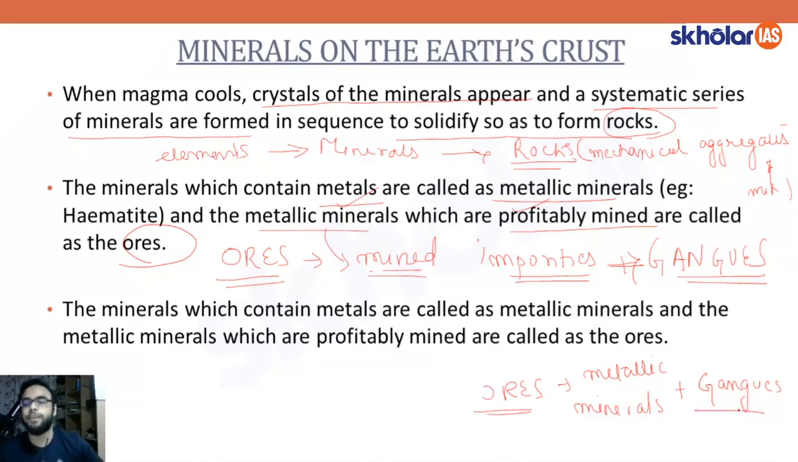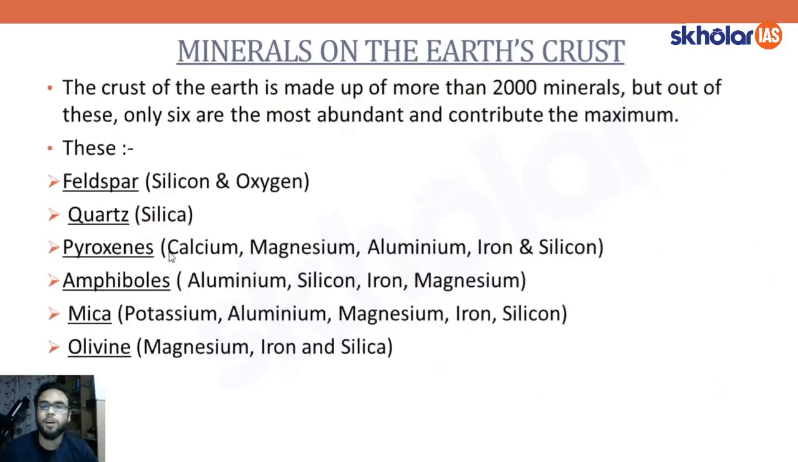Understood? Fine. So the minerals which contain metals are called metallic minerals, and the metallic minerals which are profitably mined are called ores. Okay, this has been repeated. Fine, chalo. Alright, now let us talk about minerals on the earth's crust.